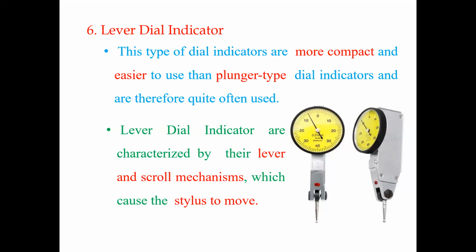But in this case, if you observe clearly on the dial, the revolution counter is not there. Why? Because this lever mechanism rotates the scroll for only one half of a revolution. Therefore, there is no need to provide a revolution counter in this case. That is omitted for lever dial indicators. But in the case of plunger dial indicators, in all the types there exists a revolution counter. The lever dial indicator works on the lever and scroll mechanism.